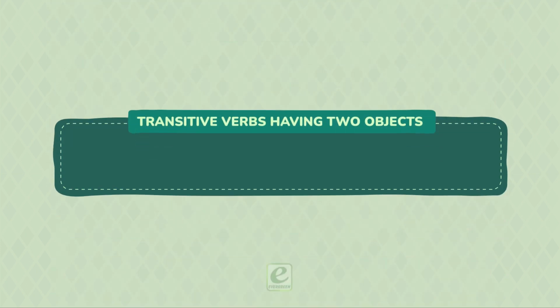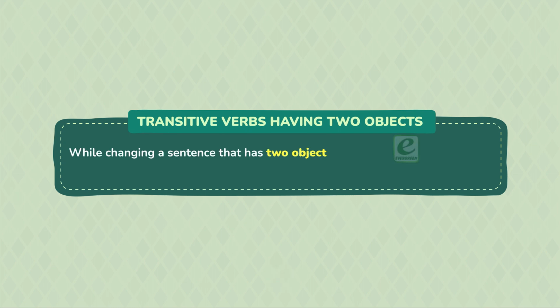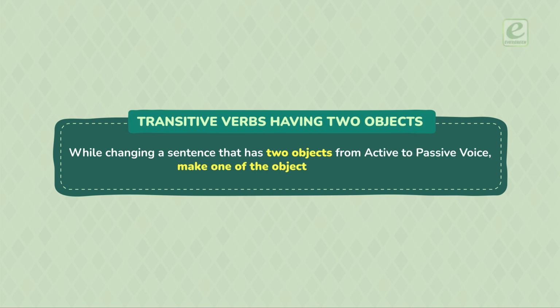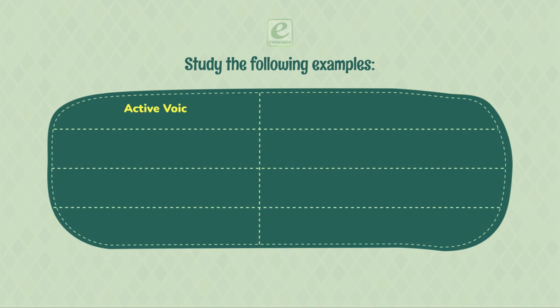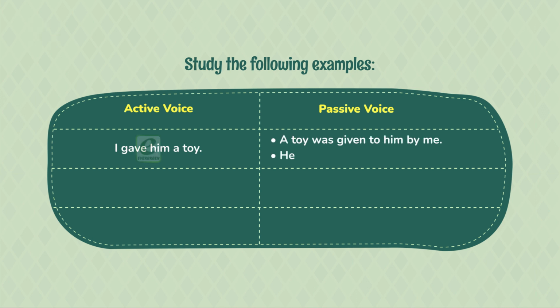Transitive verbs having two objects. While changing a sentence that has two objects from active to passive voice, make one of the objects the subject. Study the following examples. Active voice, passive voice. I gave him a toy. A toy was given to him by me. He was given a toy by me.